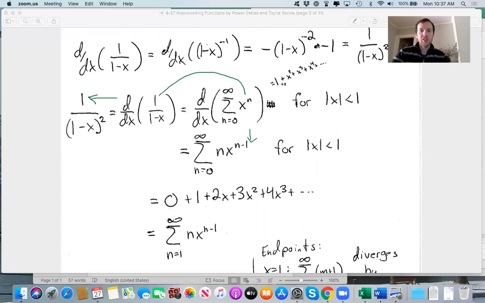And since this function and this series match up on the absolute value of x less than 1, the derivative and the differentiated series also match up on an interval with the same center and radius.